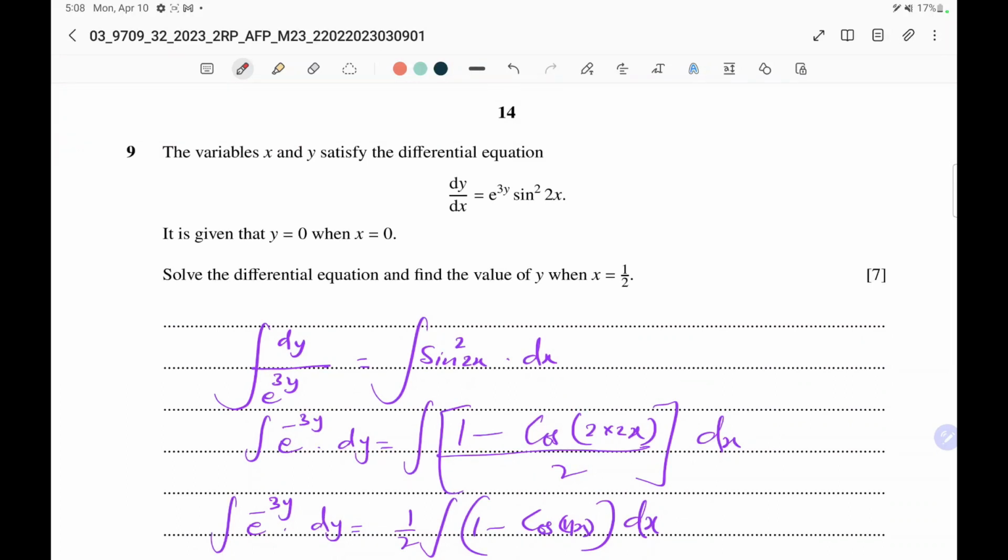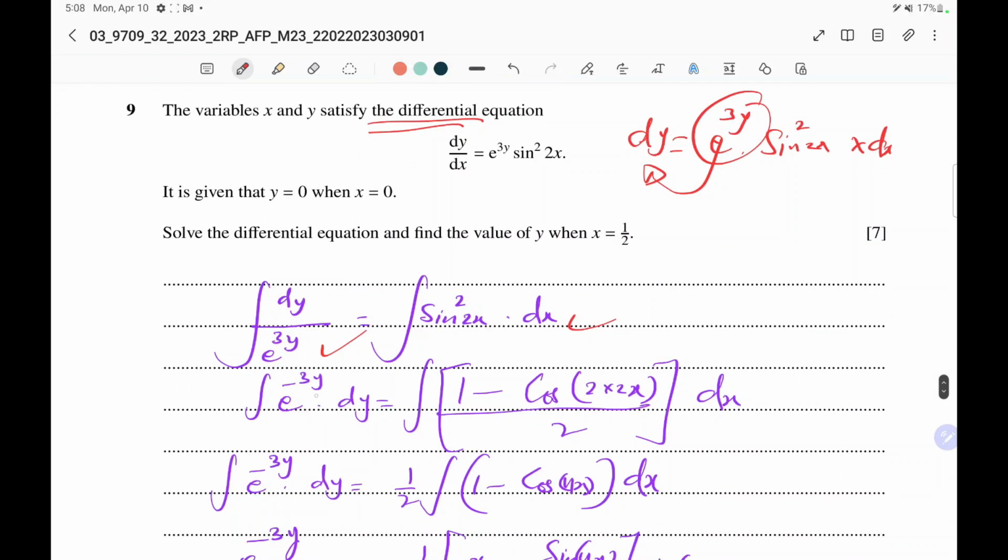Question 11 says dy over dx is equal to e to the power 3y sine squared 2x. So this is a differential equation. What we can do, guys, is rewrite dy is e to the power 3y sine squared 2x times dx, and then take this in the denominator. That's called variable separable. So dy over e to the power 3y here and sine squared 2x dx here, e to the power minus 3y.